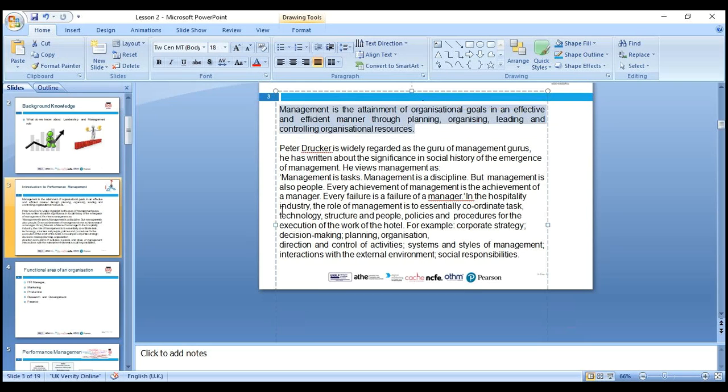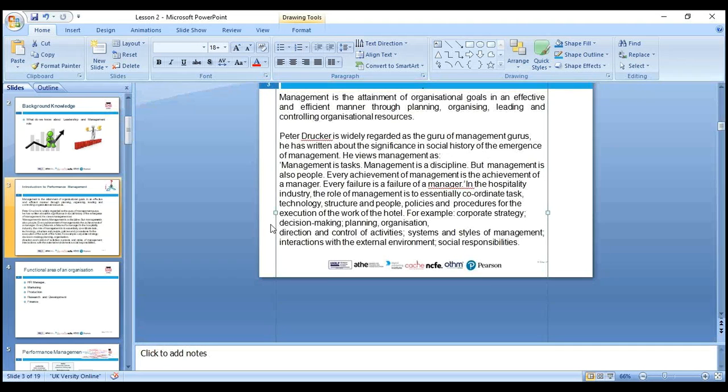According to Peter Drucker, one of the great scholars, also known as the guru of management, management is a task. Management is a discipline, but management is all about people as well. Every achievement of management is the achievement of a manager. Every failure is a failure of a manager.